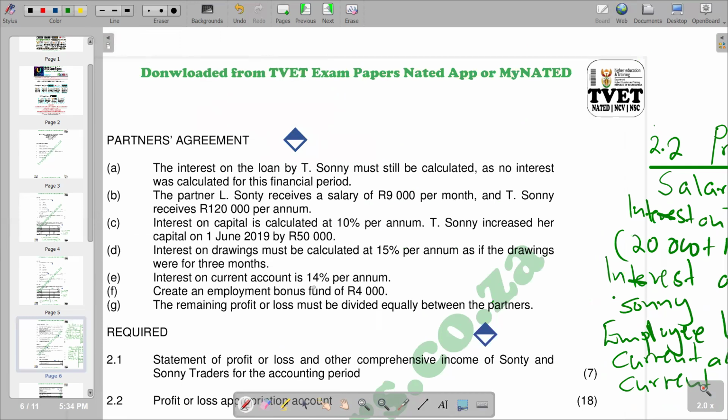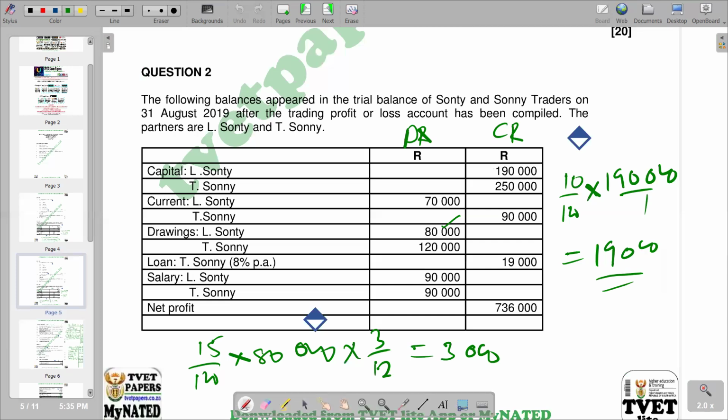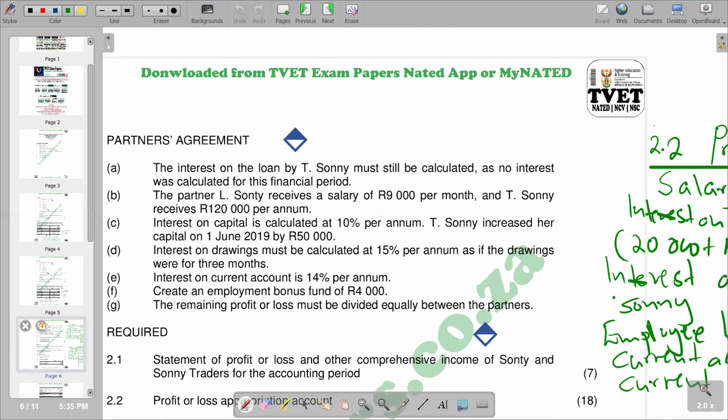So we are seeing that interest on capital is calculated at 10% per annum. Sonny increased the capital on 1 June 2019 by 50,000 rands. The year is ending on 31 August. So you see that this capital was there for the whole of June, July, and August, so for 3 months. So we say 10% of 50,000, 0.10 as a decimal, times 50,000. Then we get the annual interest on capital, and we multiply by 3/12, which is the proportion, to get the interest for 3 months.